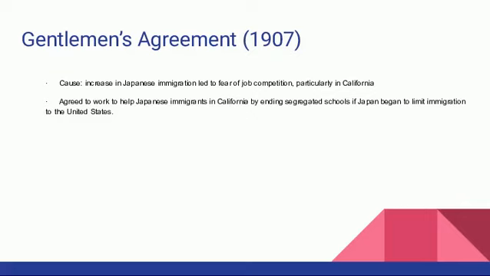Gentleman's agreement, basically, I would just know Japan for this. You already should know what it is. Pretty much discrimination happens in California. We also didn't want the immigrants, so we agree with the gentleman's agreement. Japan bans immigrants, and we will stop segregation as well.